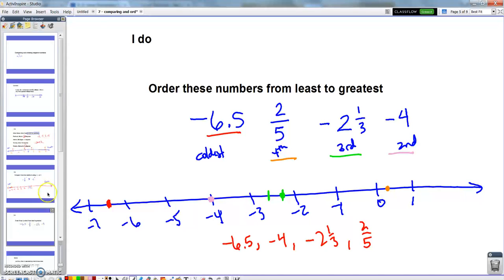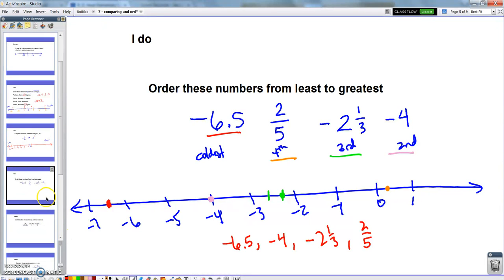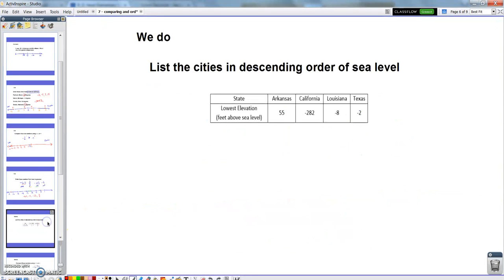All right, let's do a few together. So I'll start with a situation one. I feel like when they're a situation, it's extremely easy to tell. So here's one where there's a real situation. It says here's 4 states and the lowest elevation from sea level in the whole state. So in Arkansas, the lowest spot in Arkansas is 55 feet above sea level. In California, it's -282 feet above sea level, which means it's 282 feet below. Louisiana, it's 8 feet below. Texas, 2 feet below.